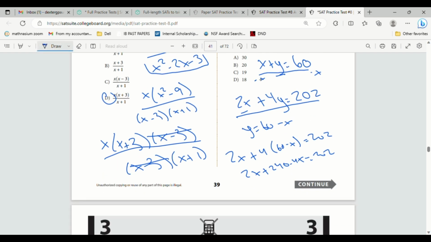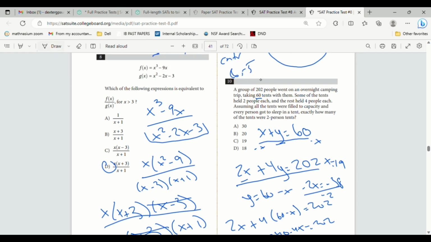That means that negative 2x plus 240 equals positive 202. Subtract 240 from both sides. That leaves me with negative 2x equals negative 38. Dividing both sides by negative 2, we get x equals 19. And so number 10 is C.